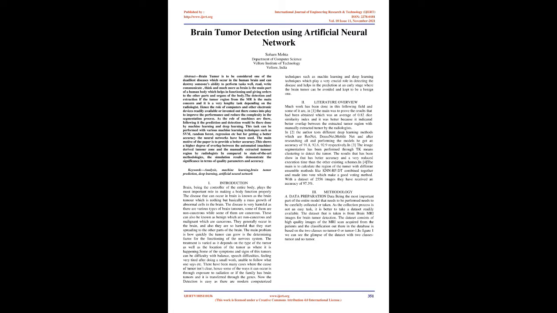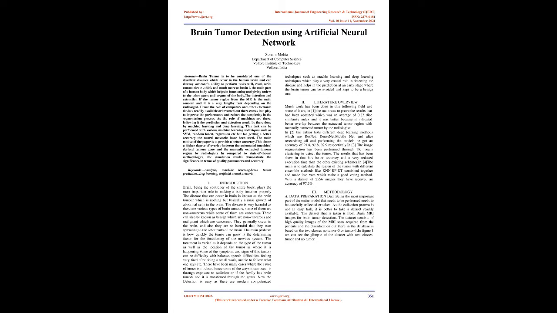They generally occur in the brain, and they are so harmful that they start spreading to other parts of the brain. The main problem is that how quickly the tumor can grow is the determining factor for the functioning of the nervous system. The treatment varies as it depends on the type of the tumor as well as the location of the tumor. Some of the symptoms and signs of these tumors can be difficulty with balance, speech difficulties, feeling very tired after doing a small work, unable to follow what one says, etc.